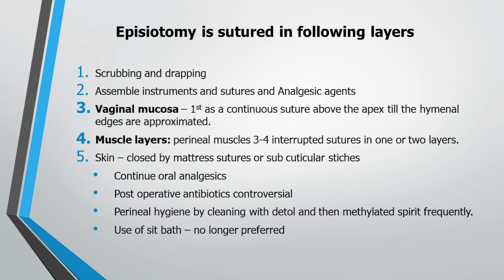Then after closing these muscle layers in one or two layers, you now come to the skin. The skin can be closed like a mattress suture or a subcorticular stitch. I always prefer a subcorticular skin closure. That is my own personal preference. Then after this closure, you need to continue your oral analgesics.